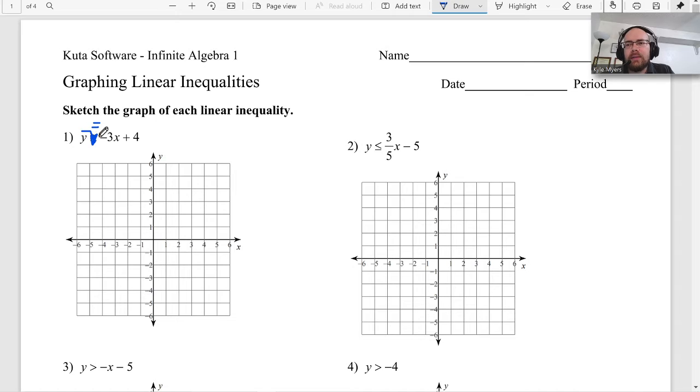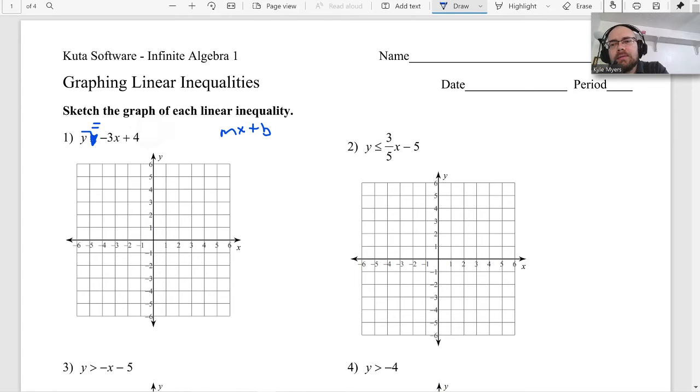Well, if it's equals, then isn't this just slope intercept form, like mx plus b? AKA the 4 is the y intercept, and then the 3 is the slope. Well, negative 3 to be exact. So negative 3. And so if you're familiar with graphing lines, graphing inequalities is not that crazy.